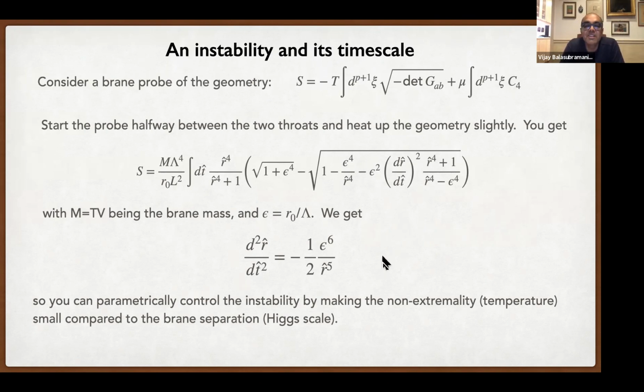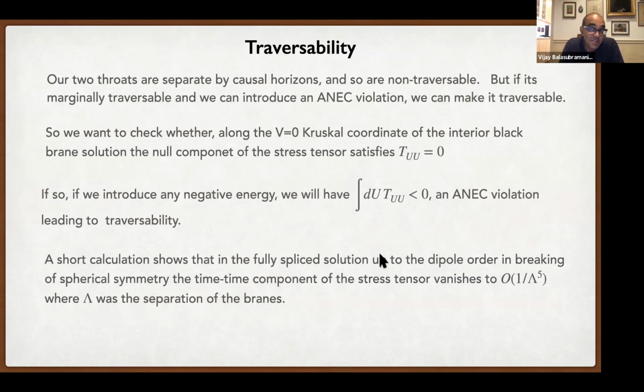Okay, so you get this epsilon to the 6th. So the next thing to study is whether or not you can make these things traversable. I see I'm running out of time, but I'm going to run through the traversability anyway. So our two throats are separated by causal horizons, and so are non-traversable. But if the throat is marginally traversable, and you can introduce an ANEC violation, an average null energy condition violation, then you can make it traversable following the Gao-Jafferis-Wall kind of reasoning.